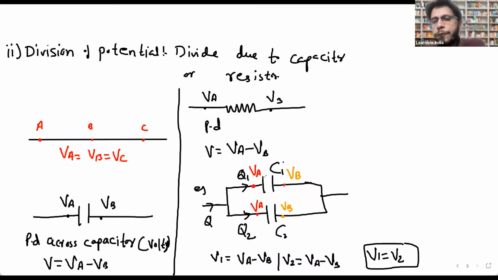So the motive of doing this topic is to decide, just by looking at the circuit, whether capacitors or resistors have same charge or same potential difference. You can remember, if capacitors are connected end to end, then they will have same potential difference. If there is no branching, then they will have same charge. I'm giving you few examples.